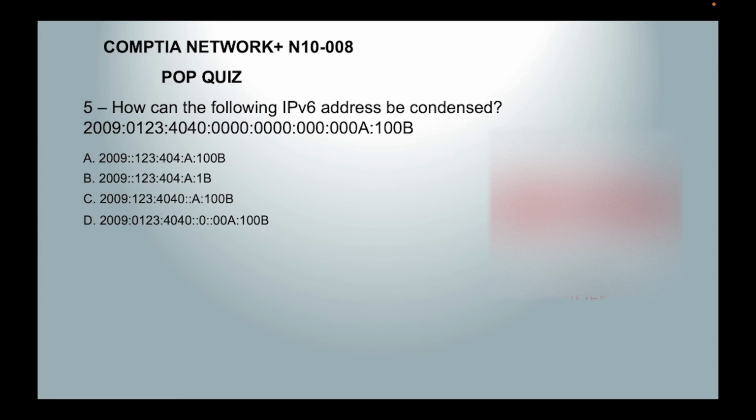As you can see, we can just read the IP address and find out which one of them the IP address we're looking at can be condensed to. All right, so let's go to the correct answer. Correct answer is C, which is 2009:123:4040::A:100B. Remember, you can drop the leading zeros in any field, and you can use the shorthand symbol double colon one time within an address to represent a continuous section of zeros.